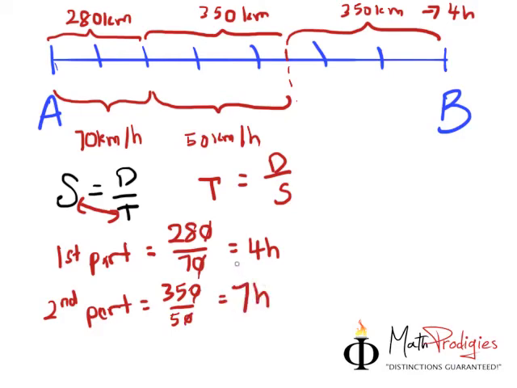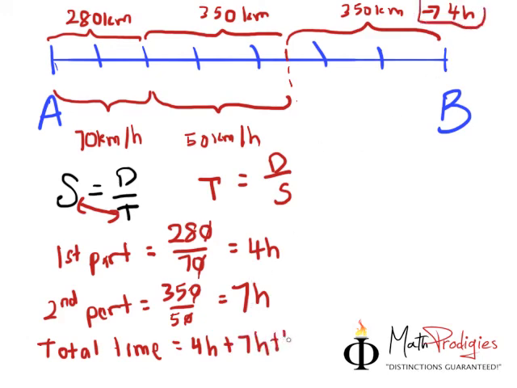And hence, the total amount of time taken is total time equals 4 hours plus 7 hours, plus an extra, you can take a look up here, it's actually 4 hours. And hence 4 plus 4 equals 8, plus 7 is what? 15. Correct, 15 hours. And hence that is the answer for part A.